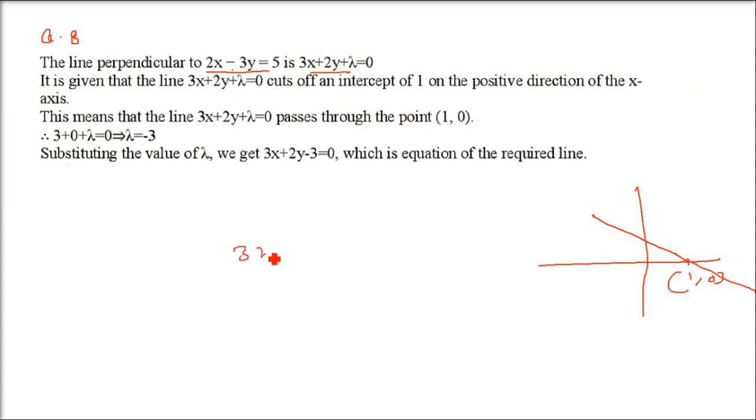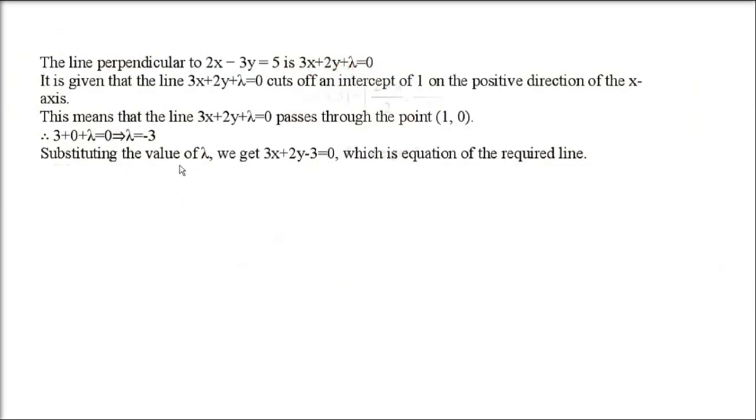So you can write 3x plus 2y plus lambda. This is perpendicular to 2x minus 3y equals 5. So in place of x, you put 1. In place of y, you put 0. So lambda equals minus 3. And lambda equals minus 3, and put it here.